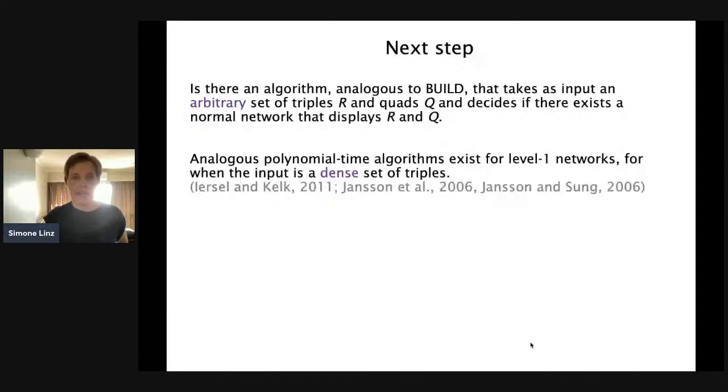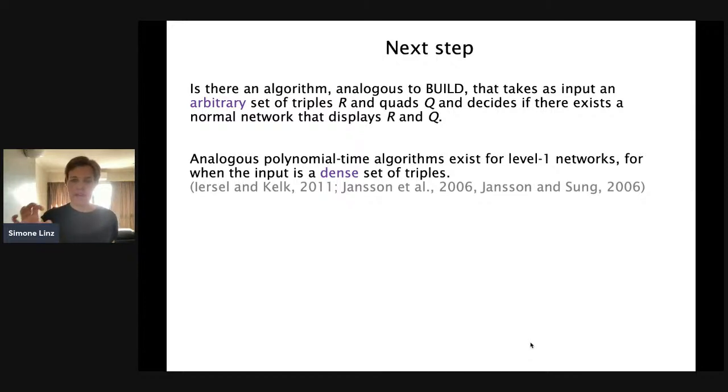Oops, one more slide. So I guess what's the next step? One of the next steps is to think about an analogous algorithm to build. This would be an algorithm that takes an arbitrary set of triplets and quads as input and decides whether or not there exists a normal network that displays the input.